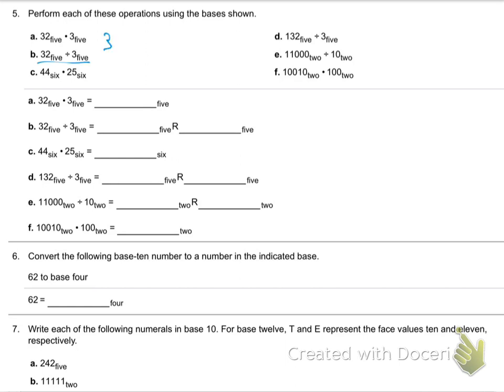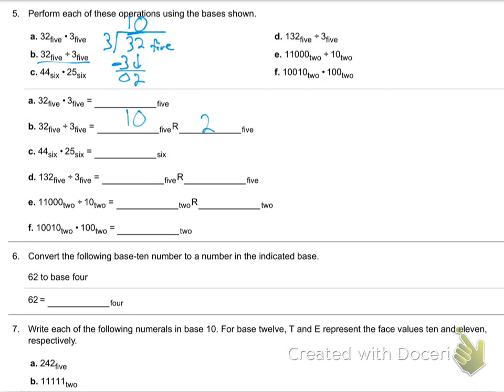So the 3 is going into the 32, and we're all doing it in base 5. Okay, so 3 goes into 3 one time. That's easy. 0, bring down the 2. No, 3 doesn't go into 2, so that's the remainder. The answer must be 1, remainder 2. That was easy. Oh, wait a minute. I forgot the 0 needs to go there at the back.